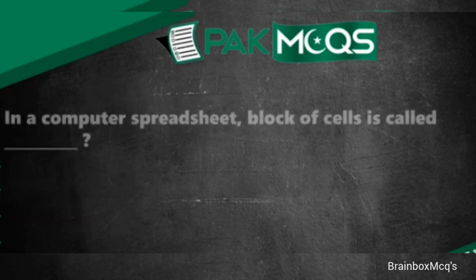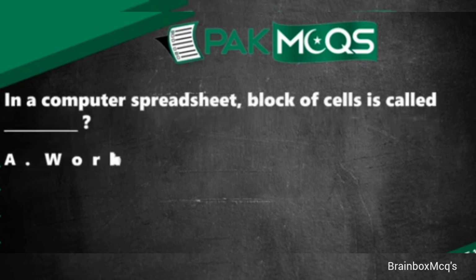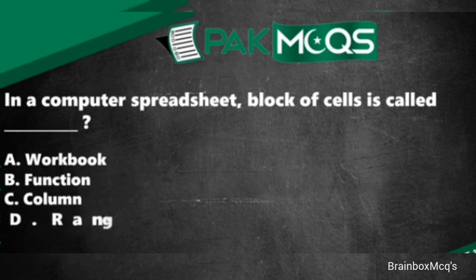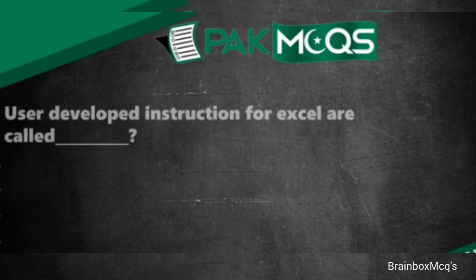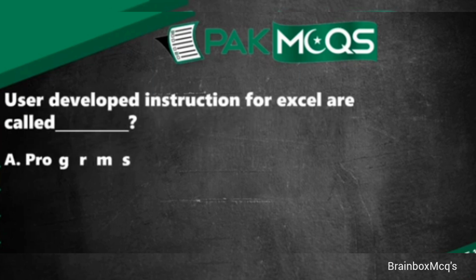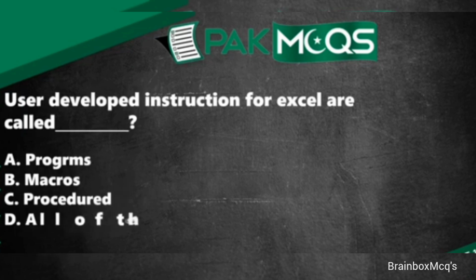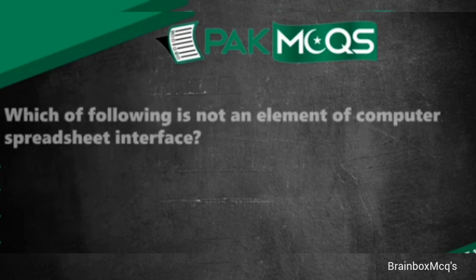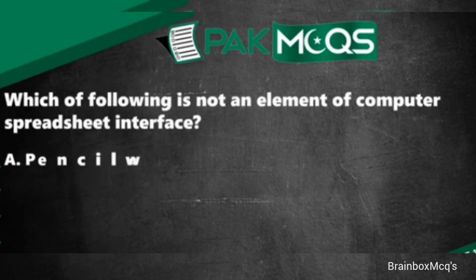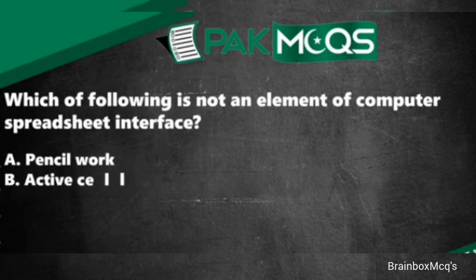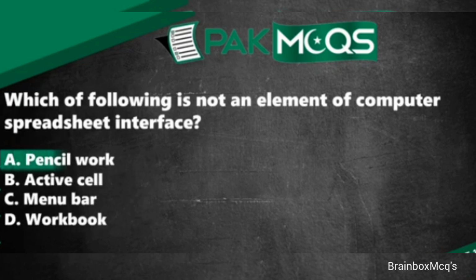Workbook. In a computer spreadsheet, a block of cells is called. The right option is range. User developed instructions for Excel are called. The right option is macros. Which of the following is not an element of computer spreadsheet interface? The right option is pencil work.